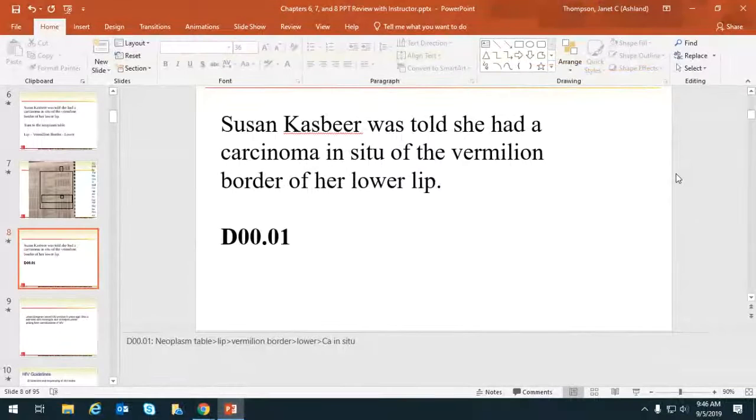So now what we have to do is look up our code in the tabular and make sure there's not any code also notes, code first notes. We need to check our excludes and includes notes. Make sure we are in the right category. And this is indeed the correct code. So D00.01.